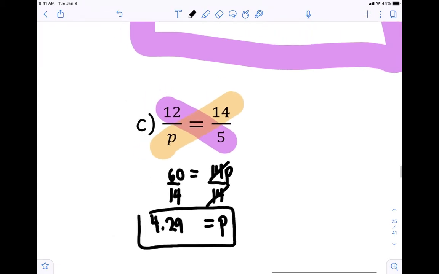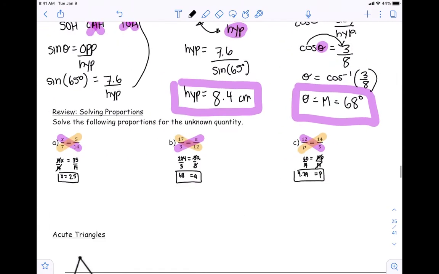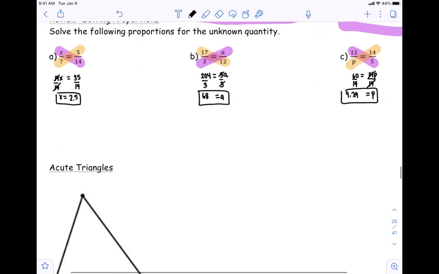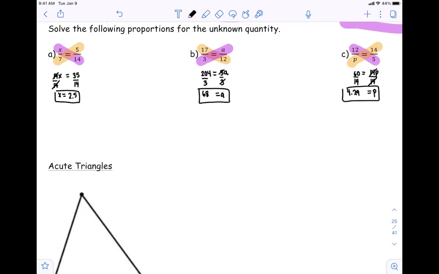Okay, I'm just going to zoom back out so you can write this down if you didn't already. For the first one, cross multiplication: 14 times x, and then 5 times 7, that's how I got the 35. Always divide by the number in front of your variable. The second one, I multiplied 17 times 12, and then 3 times A on the other side, and divided by the 3, which is in front of your variable. And for C, I multiplied the 12 and 5 to get 60, and then divided both sides by the number in front of P, which was 14. So that's how I got P by itself.